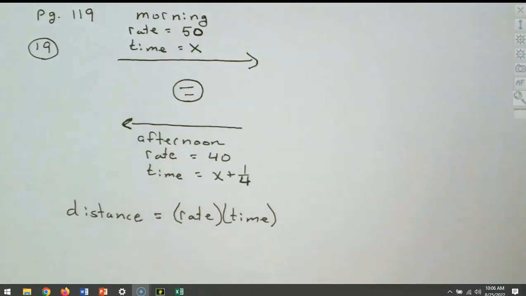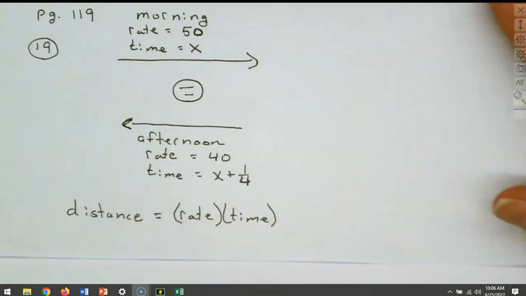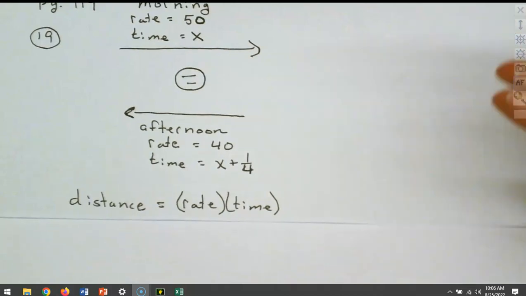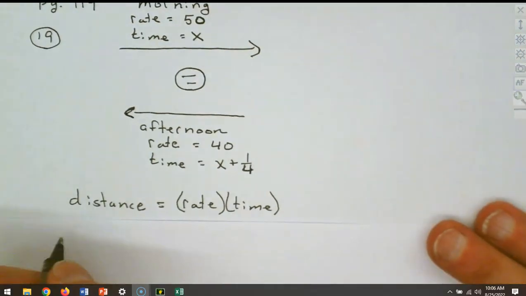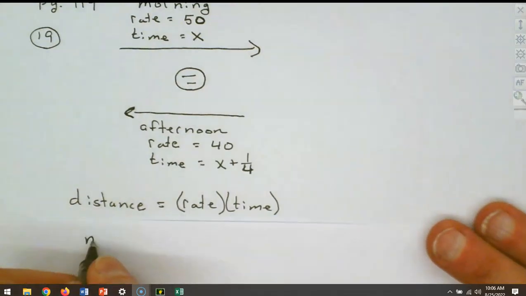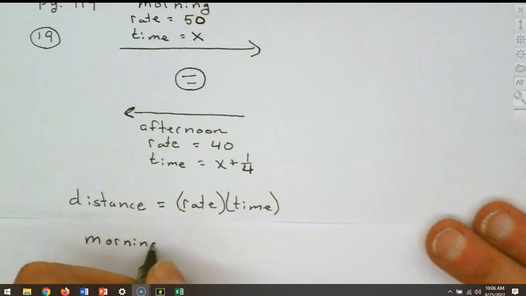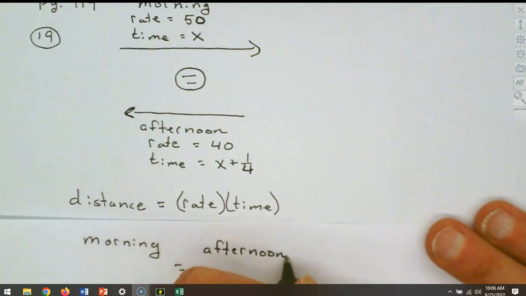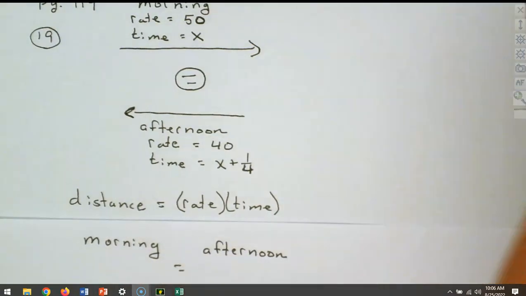And we're going to have to calculate this twice. Once for the morning and once for the afternoon. And they're going to be equal to each other, right? Because these equal. So the morning distance is going to equal the afternoon distance.